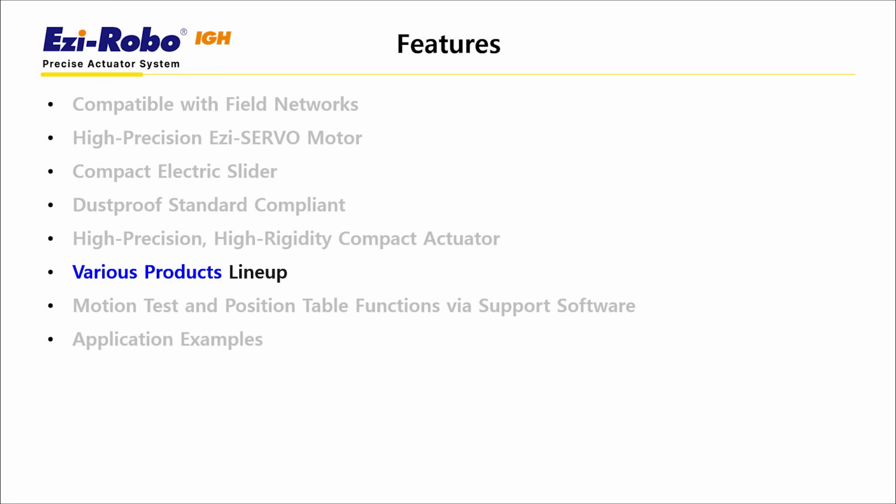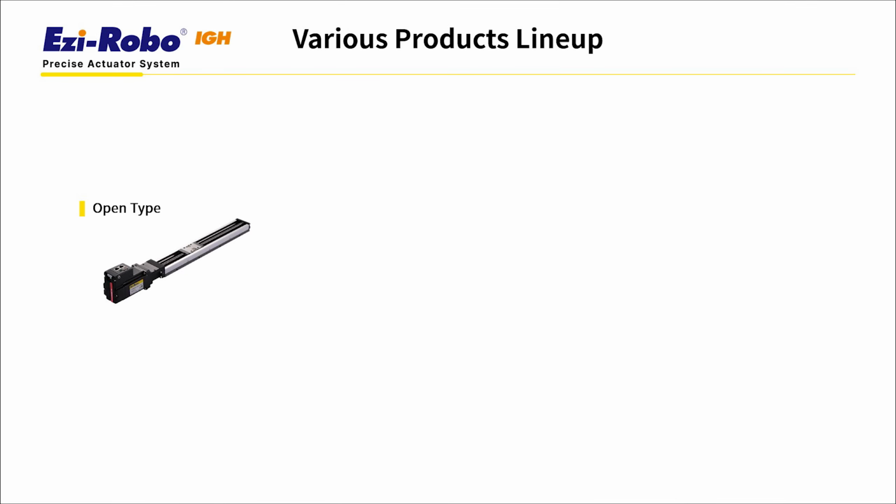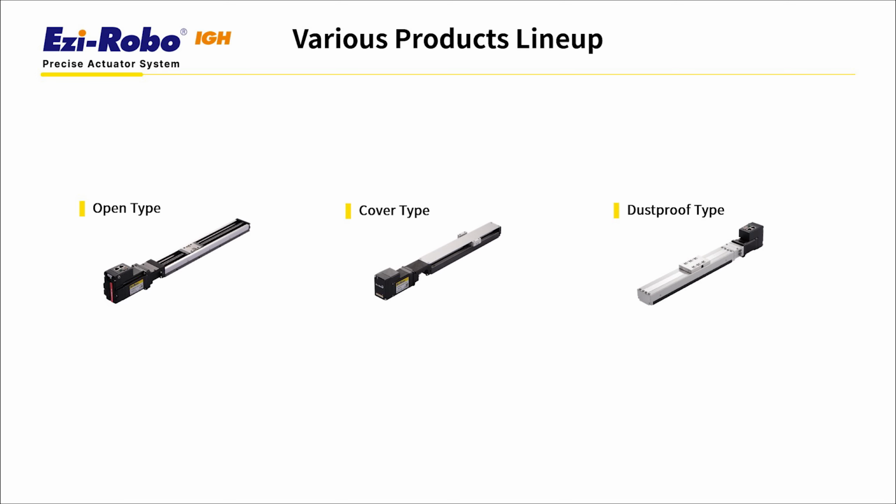Ezi-Robo IGH offers 3 product types depending on usage conditions and environment. The open type for conditions requiring low installation height, the cover type for general environments, and the dustproof type for cleanroom use.